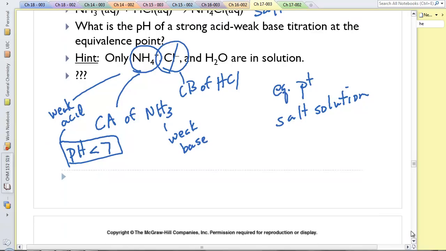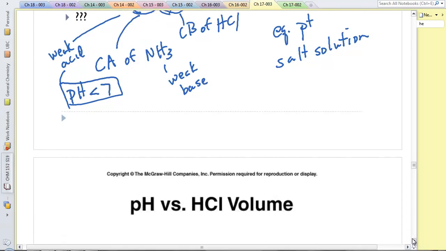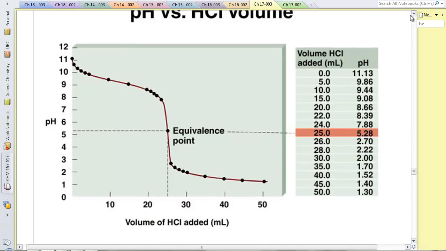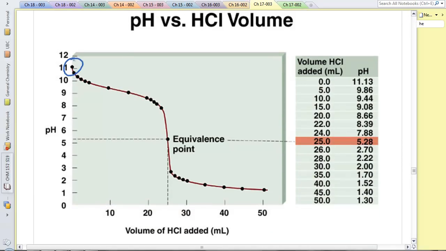Let's look at a titration curve. All right, so here's our weak base. High pH, although not as high as a strong base, up about pH 11. We're going to have that same buffer region in there. The pH here would also be the pKa value at the halfway point.